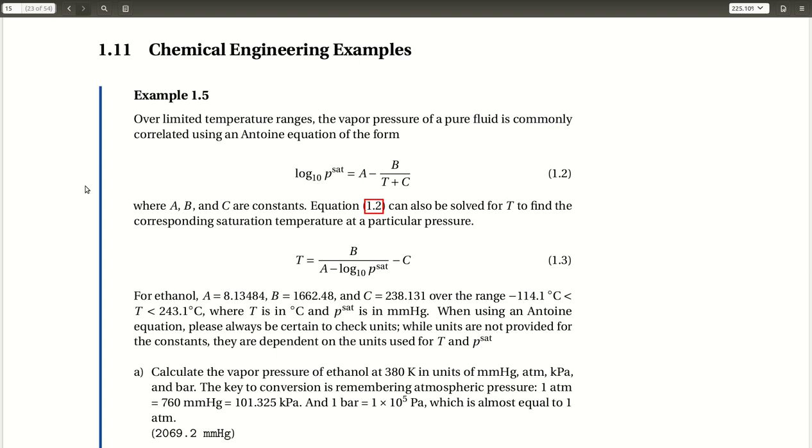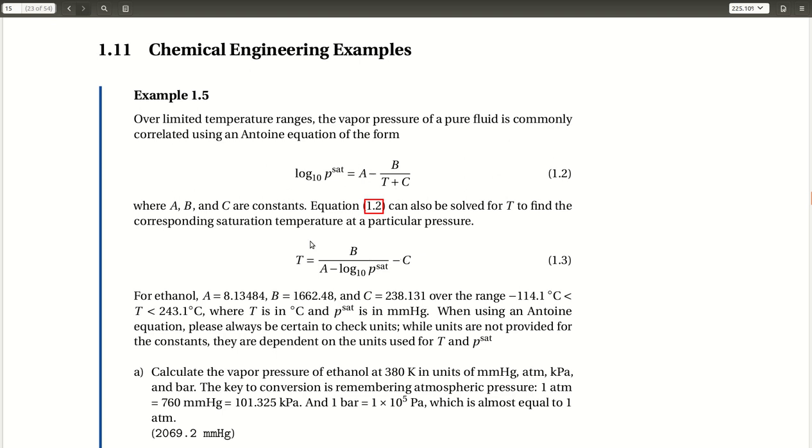The last example I'll consider here in chapter 1 is example 1.5, an application of Antoine's equation. We're given an expression for Antoine's equation, equation 1.2: log base 10 of vapor pressure is equal to A minus B divided by T plus C.